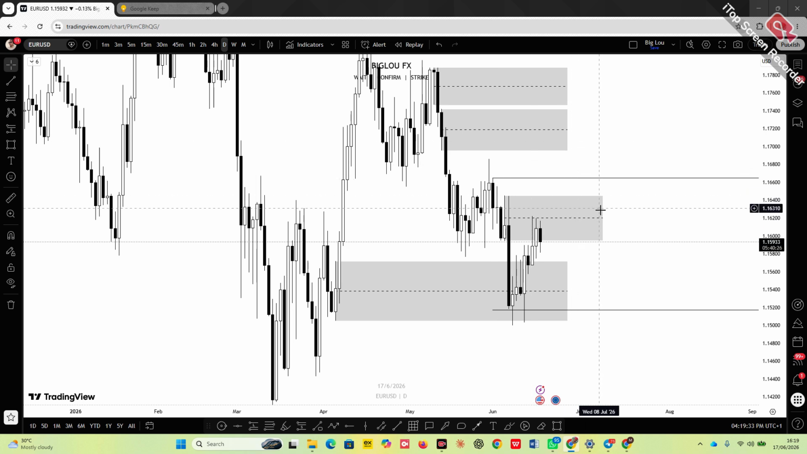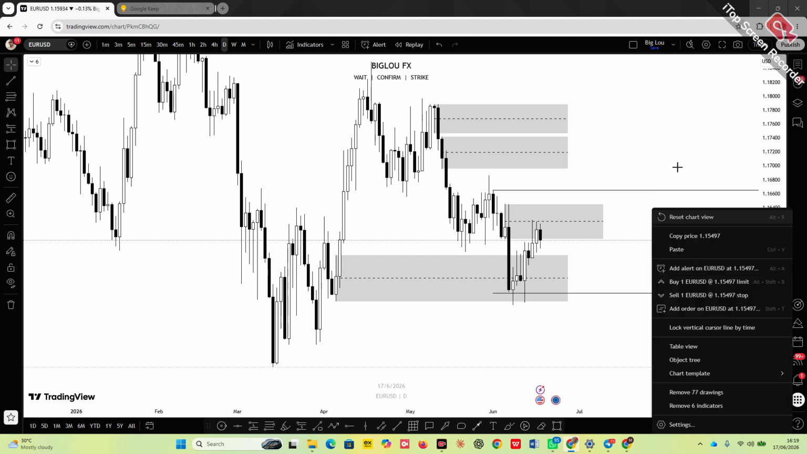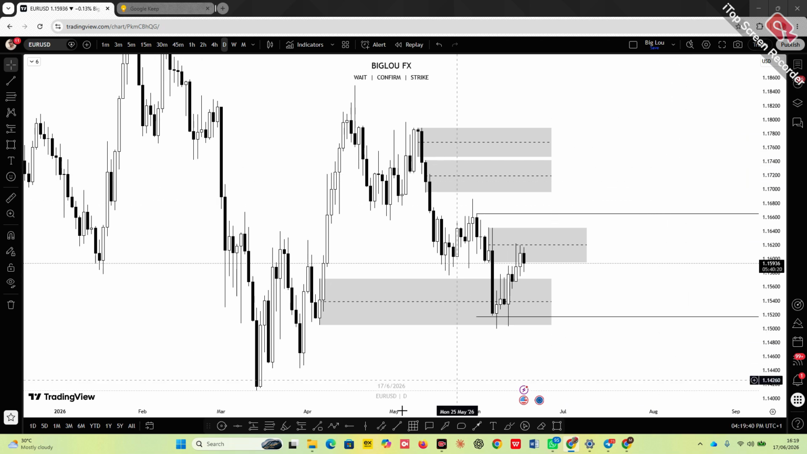Why am I looking for sell? I'm predominantly selling right now. Even though it looks like it is bullish, it is selling. Look at this structure from here. Let's look at this structure from here.